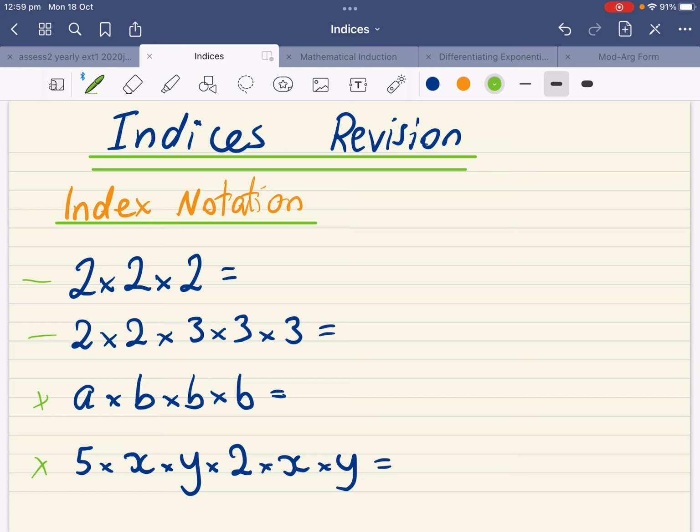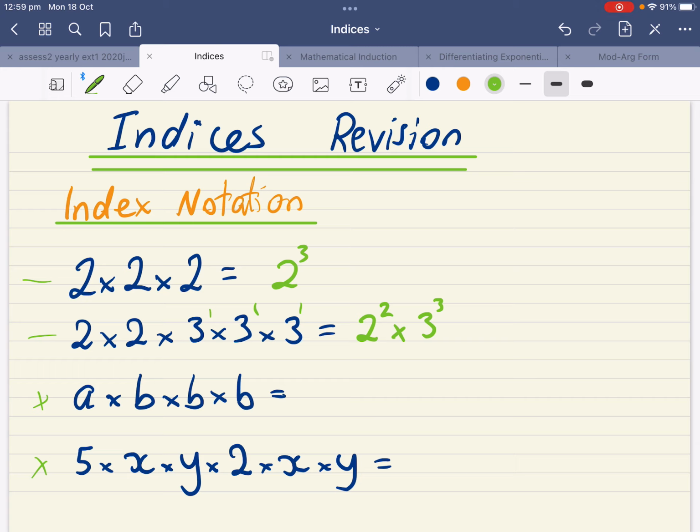So 2 times 2 times 2 in index notation would be 2 to the power of 3. The next one, you've got like two different bases, right? You've got this base of 2, 2 times 2, which in index notation would be 2 squared. And it's been multiplied by 3 times 3 times 3, which would be 3 cubed. The base stays the same. Ultimately, you're kind of adding the powers, but yeah, it's 3 to the power of 3.